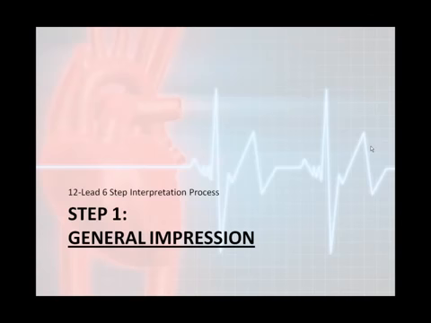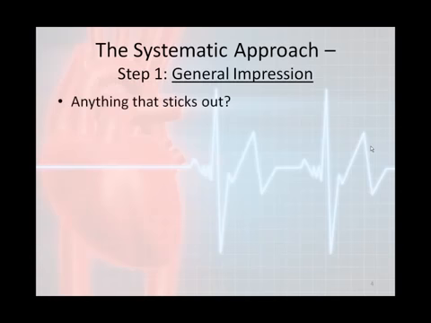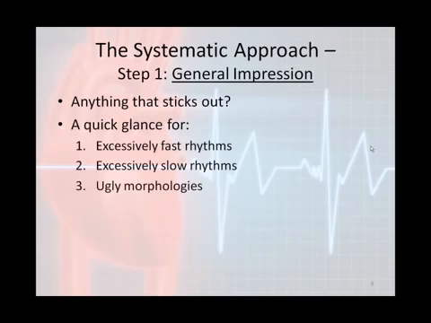So let's go ahead and cover the first step, general impression. With the general impression, you want to notice anything that might first stick out in the first couple of seconds that you glance at the EKG. It's a quick glance at the EKG looking for 3 potentially dangerous items. 1. Excessively fast rhythms. 2. Excessively slow rhythms. Or 3. Any kind of ugly morphologies.